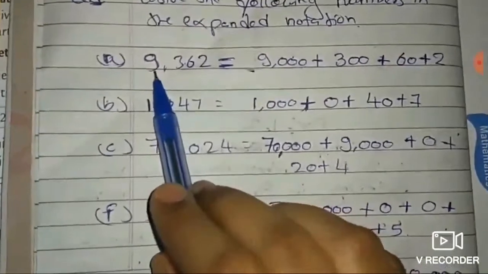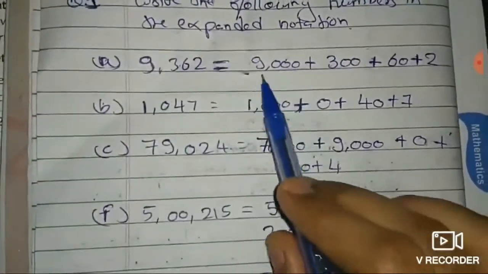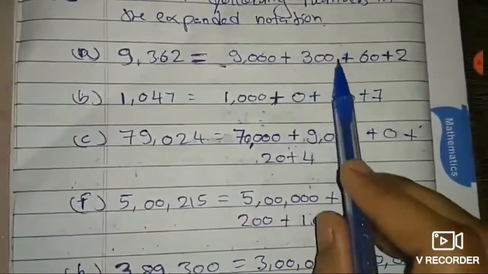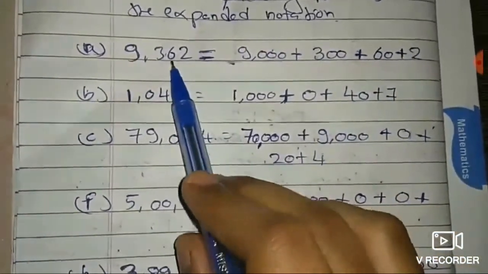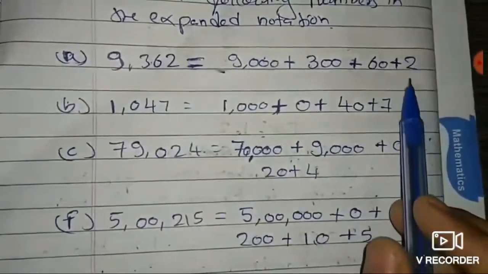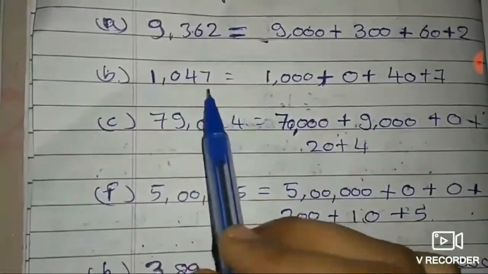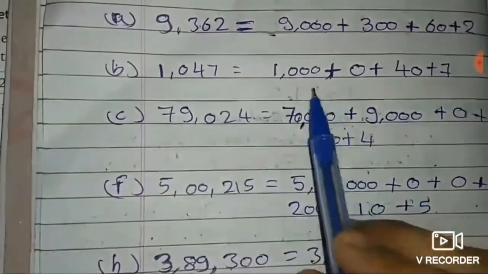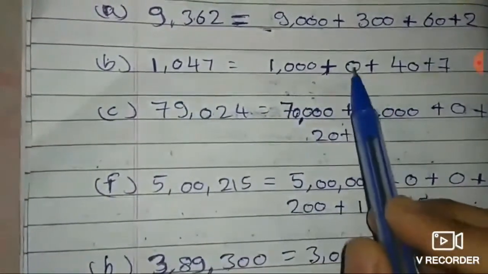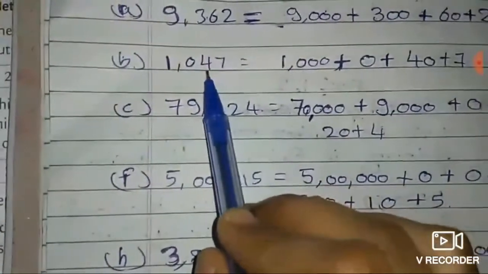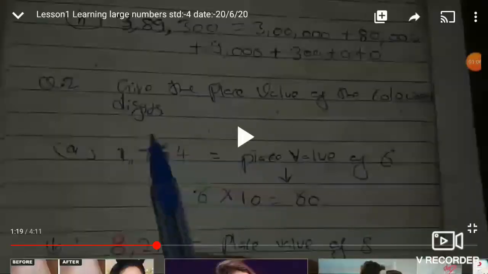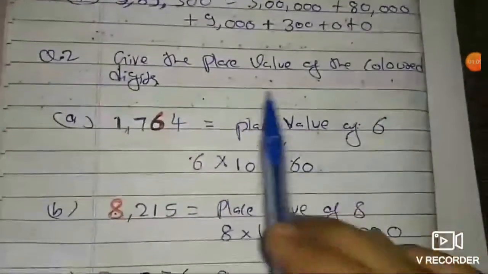So 9 is on the place value of 1000. Then write 9,000 plus. Then 3 is on the place value of 100, then write 300 plus. 6 is on the place value of tens, then write 60 plus. 2 is on the place value of ones, then write 2. Next question, 1047. Here the first number is on the place value of 1000, then write 1000 plus. 0 is on the place value of 100, then write 0 as it is. Plus 4 is on the place value of tens, write 40, and 7 is on the place value of ones, then write 7.